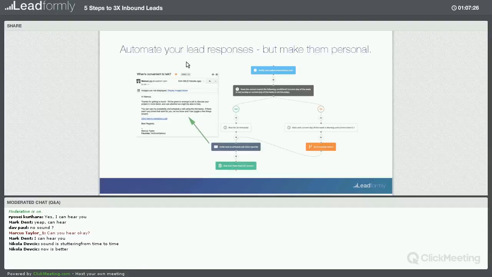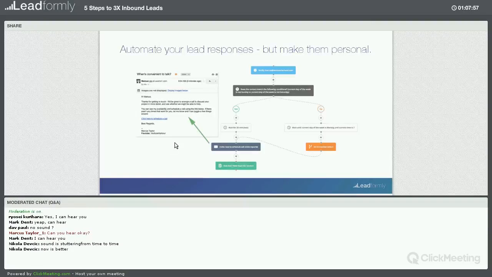And the trick is to make this email seem personal. You don't want it to seem too automated, which is where a lot of companies go wrong with these kinds of auto response emails. So this is the one that we tried with Venture Harbor. The subject line is just, when's convenient to talk? And I said, hi Marcus, thanks for getting in touch. It'd be great to arrange a call to discuss your project in more detail and see what we might be able to help with. You can see my availability and schedule below, and then there's a link to arrange a call.